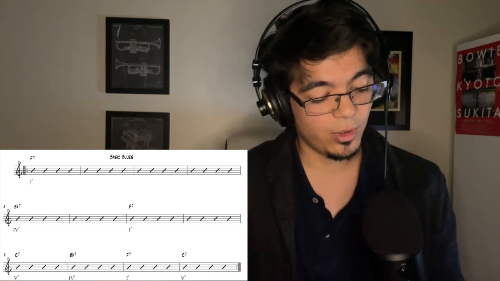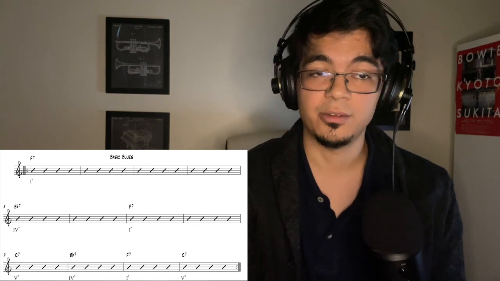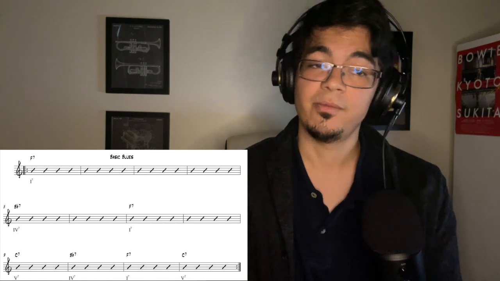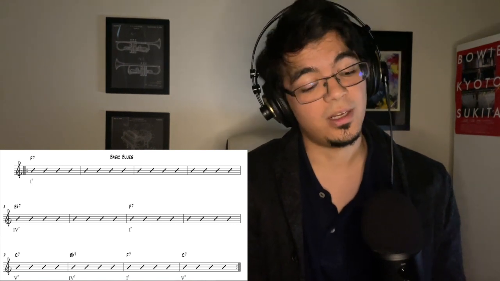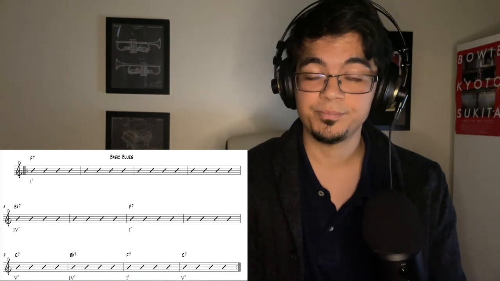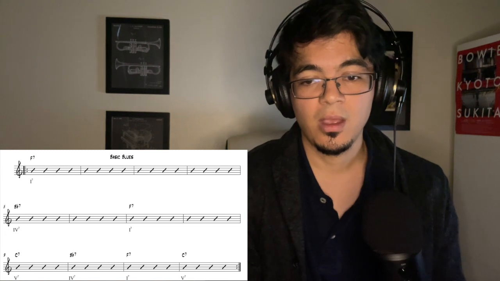As we go through the form, we start with 4 measures of the 1, followed by 2 of the 4, another 2 of the 1, then we do the 5, 4, and finally 1 again. Then we could put another 5 chord here, which helps us to go back to the top of the form.